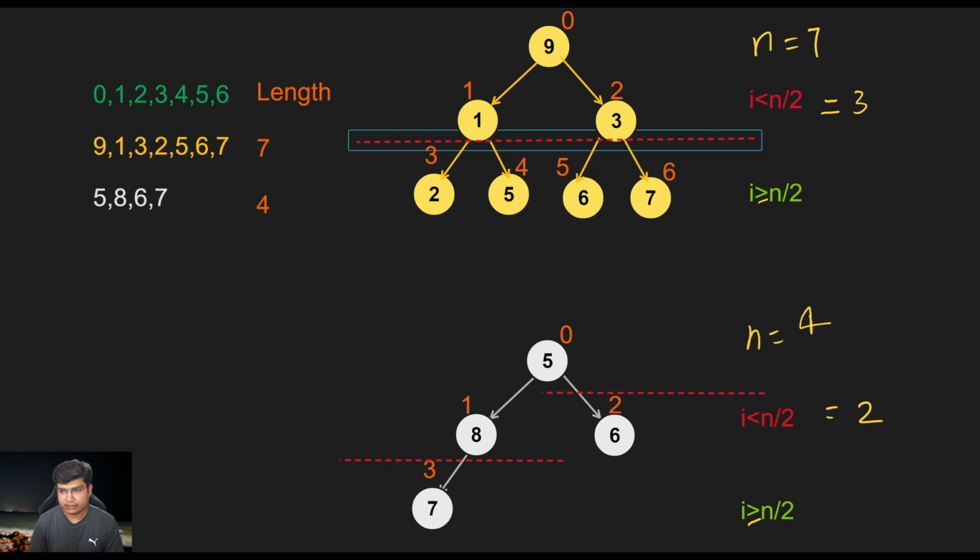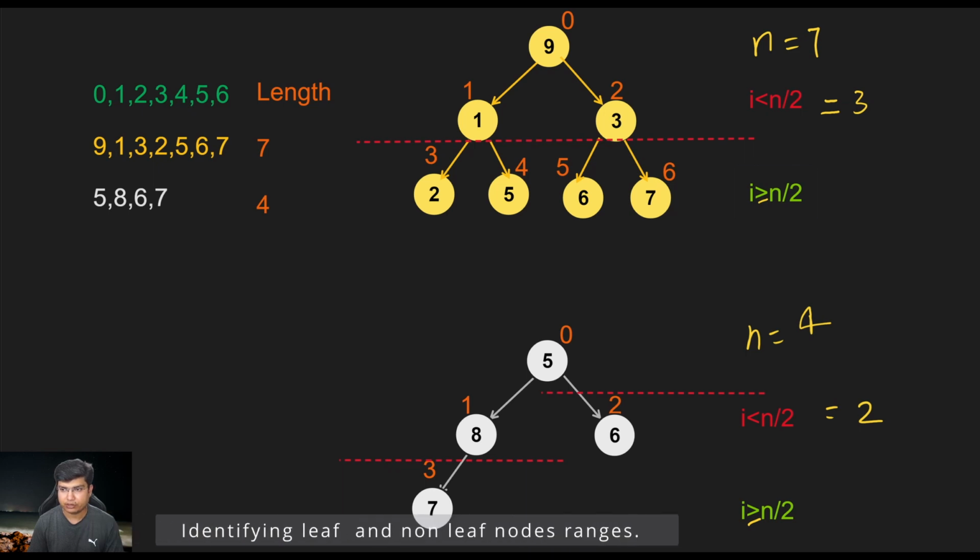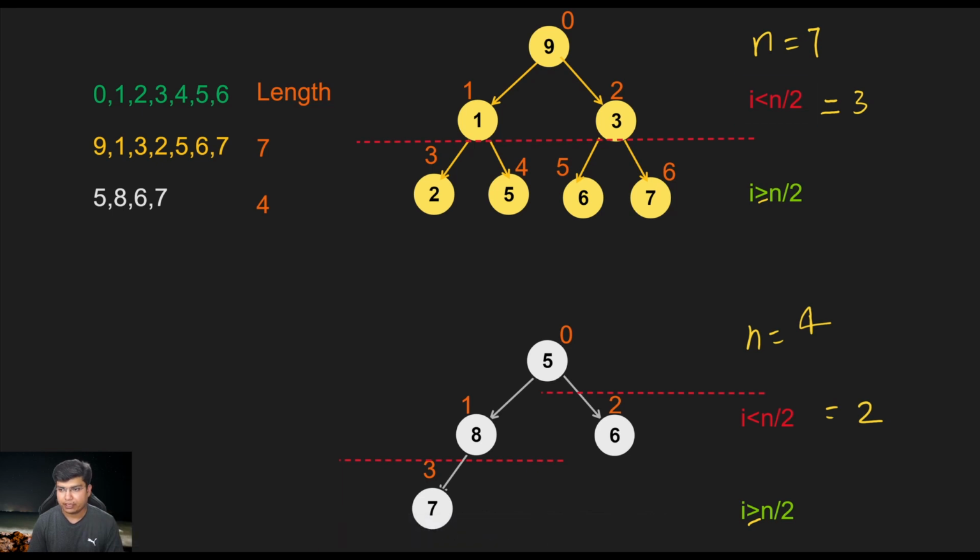What we see from this is that anything that is indexed greater than or equal to n by 2, considering only the integer part of n by 2, where n is the length of this array, and we can safely ignore the decimal part because we don't have indexes in decimal, we only have integers as our indexes. So anything that is greater than or equal to n by 2, in this case 3, are all leaf nodes.